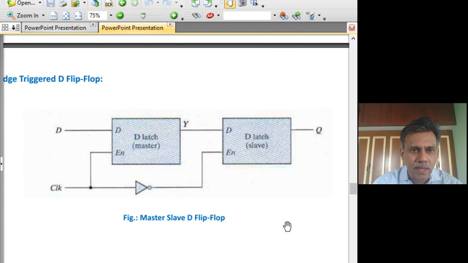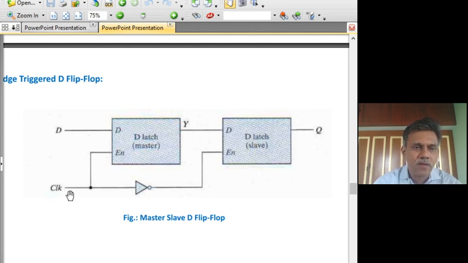So in this case, what we have done is we have used a clock. Clock is nothing but the same as the enable input of the latch that we have seen so far. That is why the clock is connected to the enable input of these two latches. The only difference is that the clock connected to the master and the slave differ in the sense that the clock given to the slave is negated from that of the clock that is given to the master using a NOT gate.